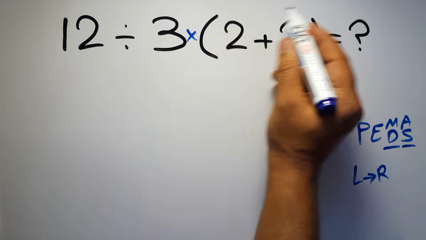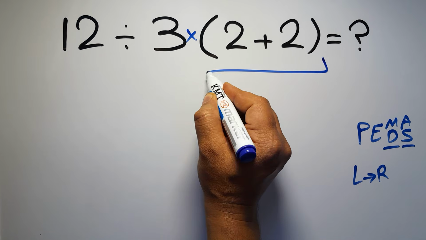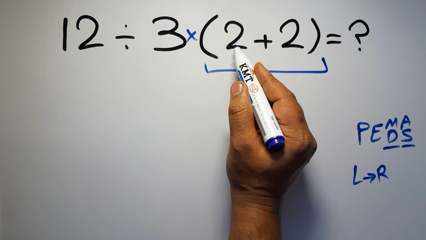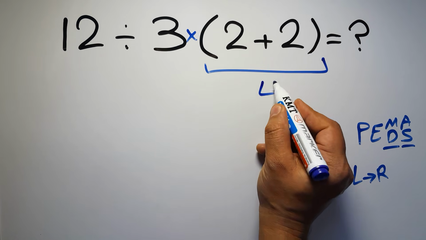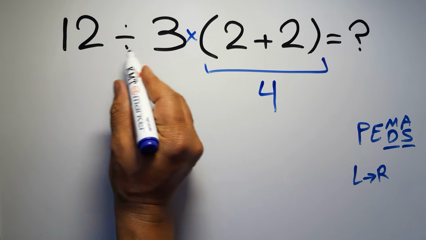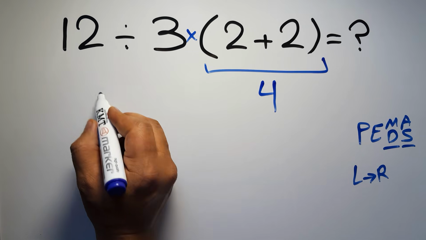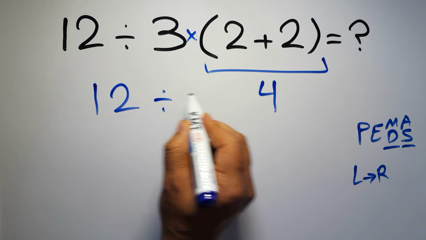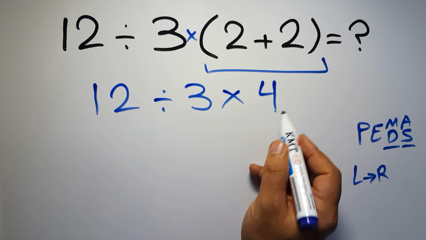So first we have to do this parentheses. Inside this parentheses, we have 2 plus 2, which equals 4. So 12 divided by 3, then times 4.